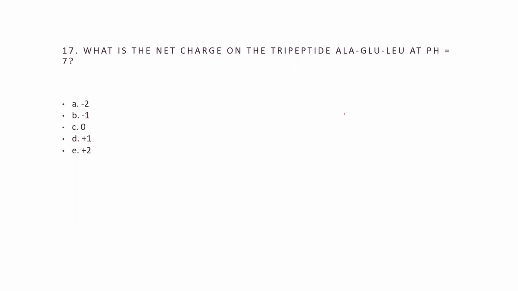Well, let's draw it out. So we have our NH3 group here, we have alanine, glutamate, leucine, and then we have our COOH group. Does alanine have an ionizable side chain? What about glutamate? What's its pKa? So at a pH of 7, is it going to be protonated or deprotonated? Deprotonated. What about leucine? Does it have an ionizable side chain?